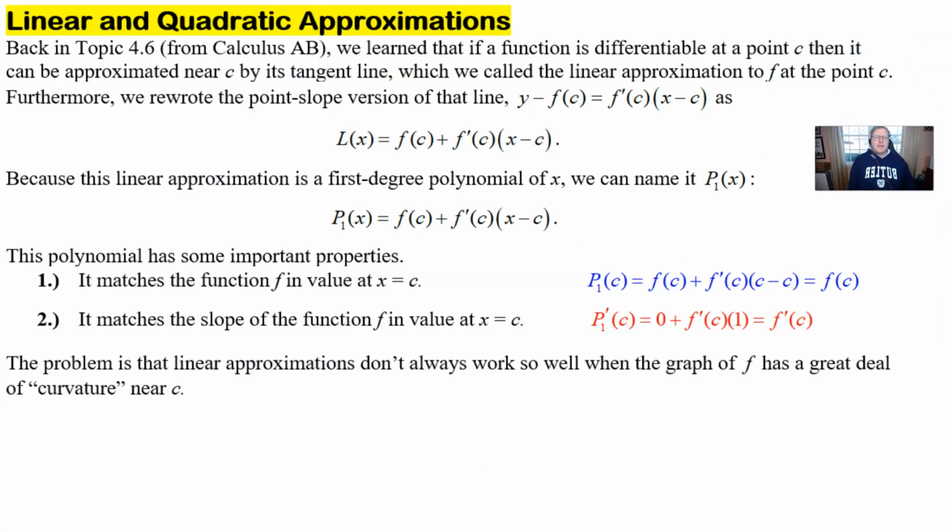Well, if you remember back from topic 4.6 in Calc AB, we learned about this process called the linear approximation. And basically we said that we could take a curve and find a tangent line to that curve at a point, and we could use the tangent line, I should say, to figure out information about the curve. Sure, it wasn't the greatest thing in the world, wasn't the most accurate, but we could pull it off.